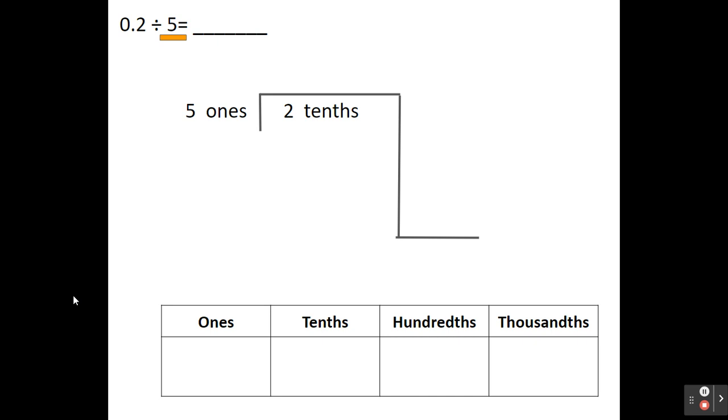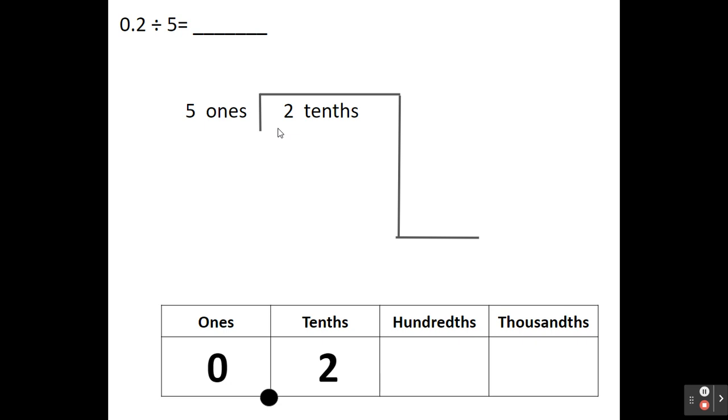Now, what we're going to do is ask ourselves, what can we multiply by 5 to get as close to 2 without going over? Well, we know the first multiple of 5 is already too big. 5 times 1 is 5. So what we're going to do is rewrite 2/10 using a smaller place value. We're going to use the place value chart below to help us. Let's start by placing 2/10 into the place value chart.